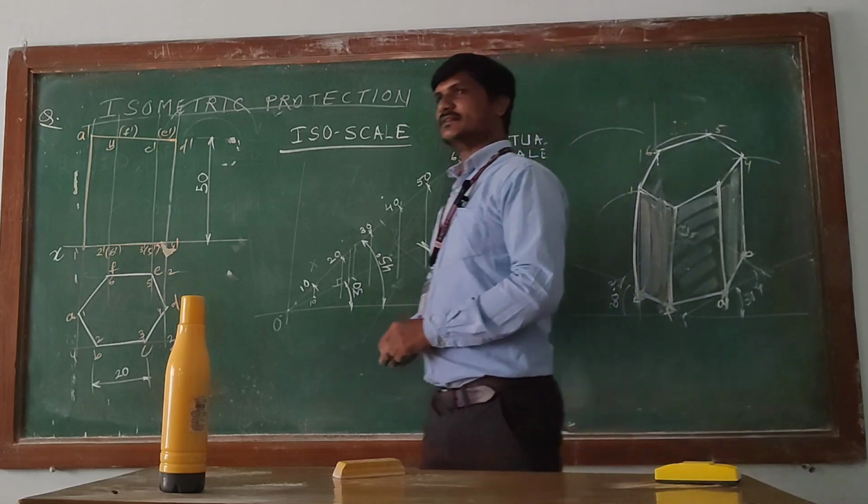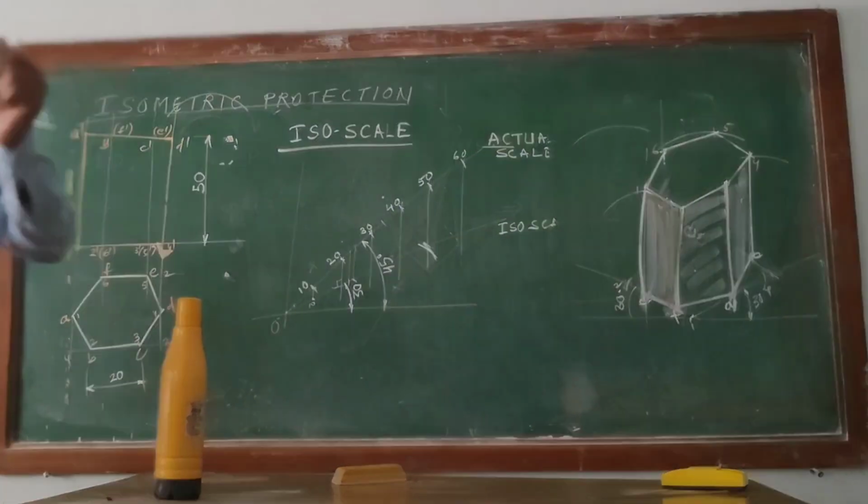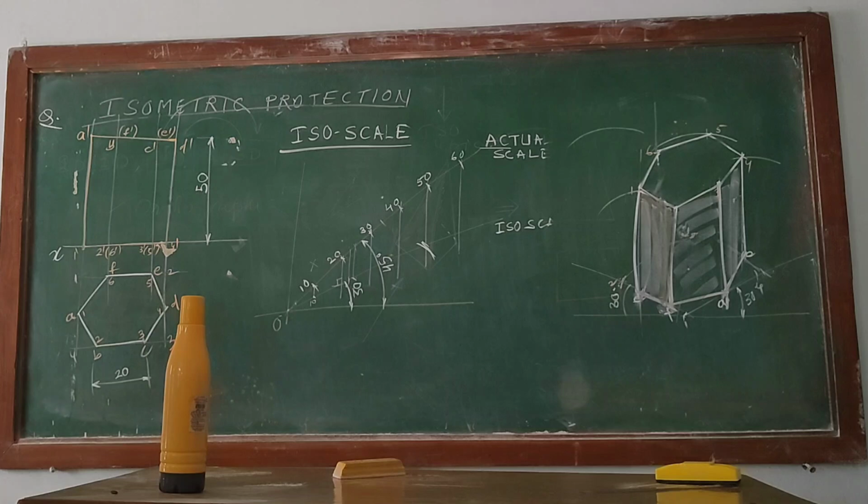Okay, so this becomes from 2-dimensional to 3-dimensional. Any doubt again? Any doubts? Actual scale everywhere you have to convert that. Yes, in your diagram sheet you have to draw from the question paper to actual scale, to iso scale, and take the 30 degree and place it there.